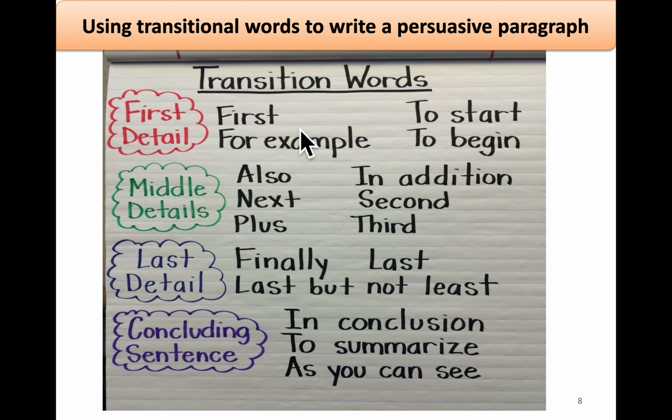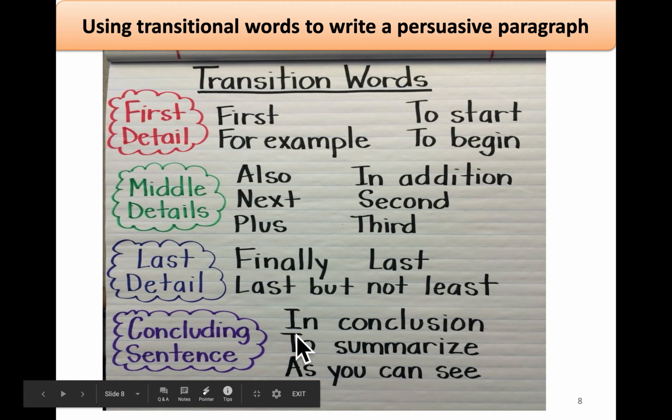For your first detail, there are a few different examples. First, for example, to start, to begin. In the middle, where we've got our stuffing for our OREO. Also, next, plus, in addition, second, and third. Remember, we have been using transition words. And for your last detail, you can say finally, last, and last but not least. And the concluding sentence can end with, in conclusion, to summarize.